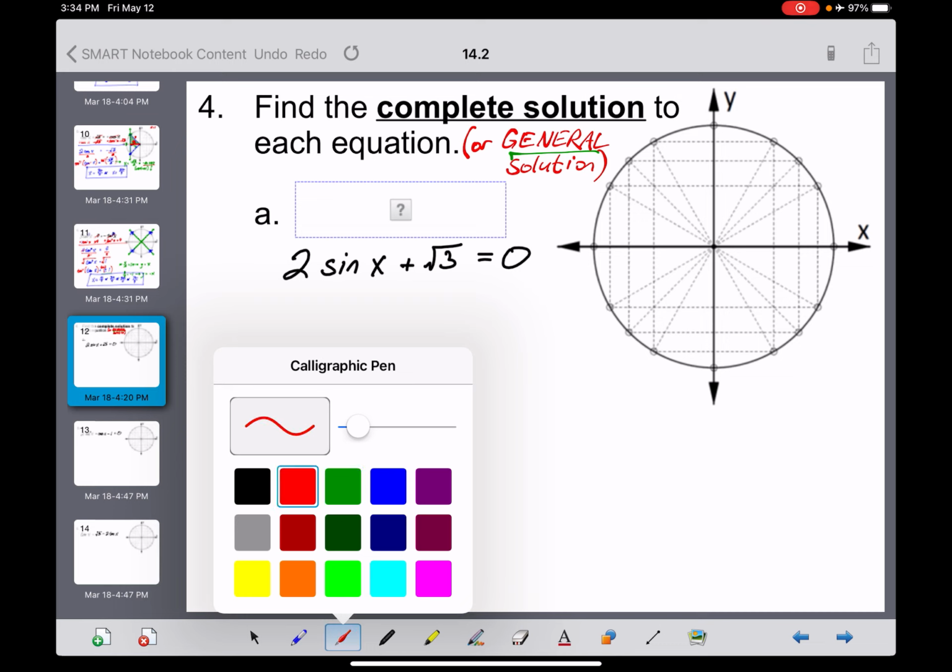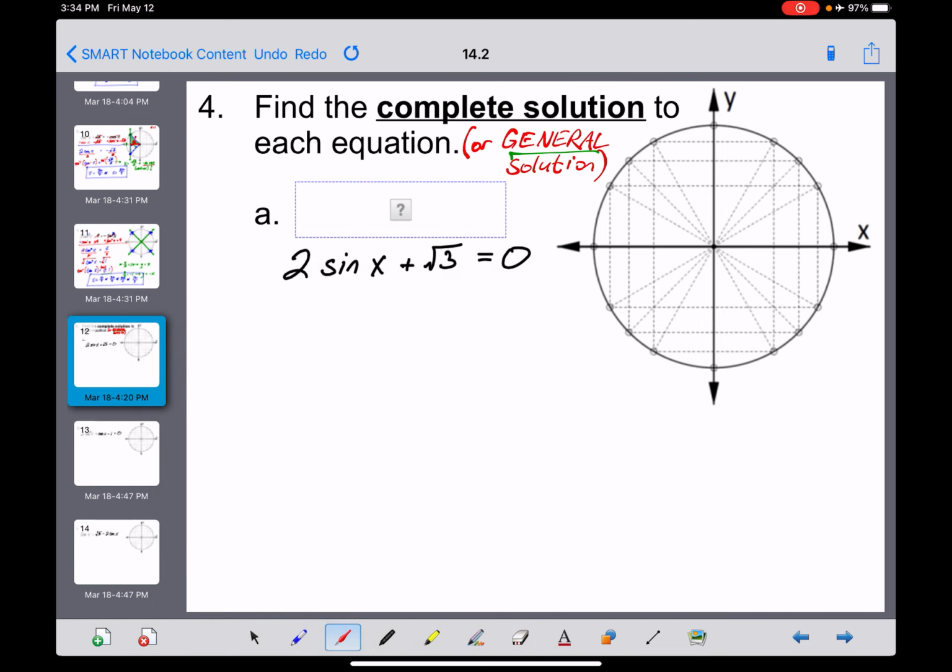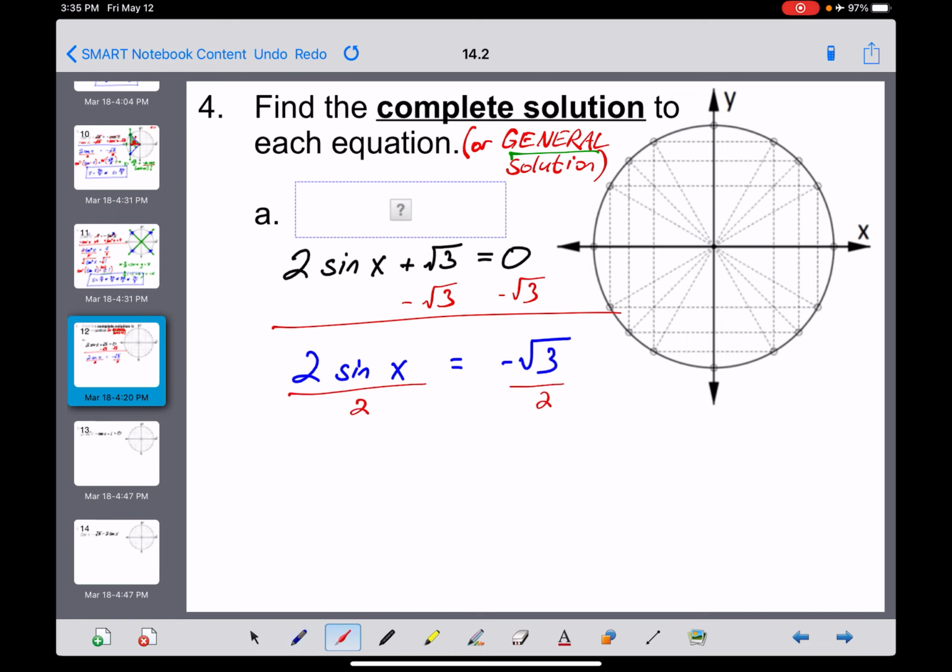So let's take a look at what's going on here, guys. 2 sine of x plus the square root of 3 equals 0. First move, we're going to subtract the square root of 3 from both sides. And that is going to give us 2 sine of x is equal to negative root 3. From there, we'll divide out a 2 on both sides and get sine of x is equal to, leave some space, negative root 3 over 2. And lastly, how do we get rid of a sine? With inverse sine.